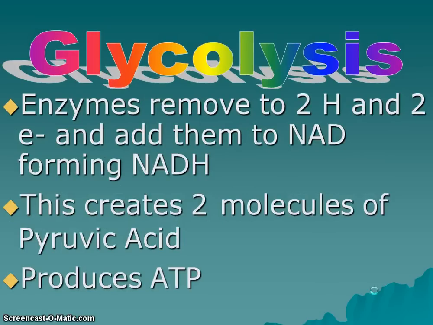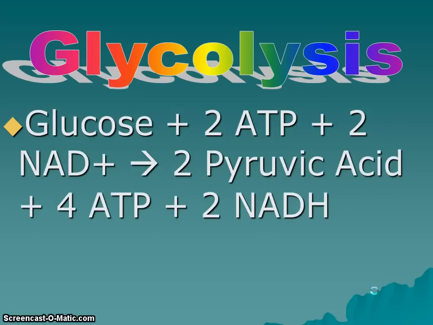Okay, and they're also going to have enzymes that are going to remove hydrogens and electrons, and they're going to add them to another electron carrier called NAD. And that's going to form NADH. So by the end of this, the glucose that was broken down is going to create 2 molecules of pyruvic acid and produces ATP. So glucose enters in, it gets activated by the phosphate. Electrons and hydrogens get removed. We form NADH and we have pyruvic acid. Again, this is all anaerobic. And that's the general gist of what happens.